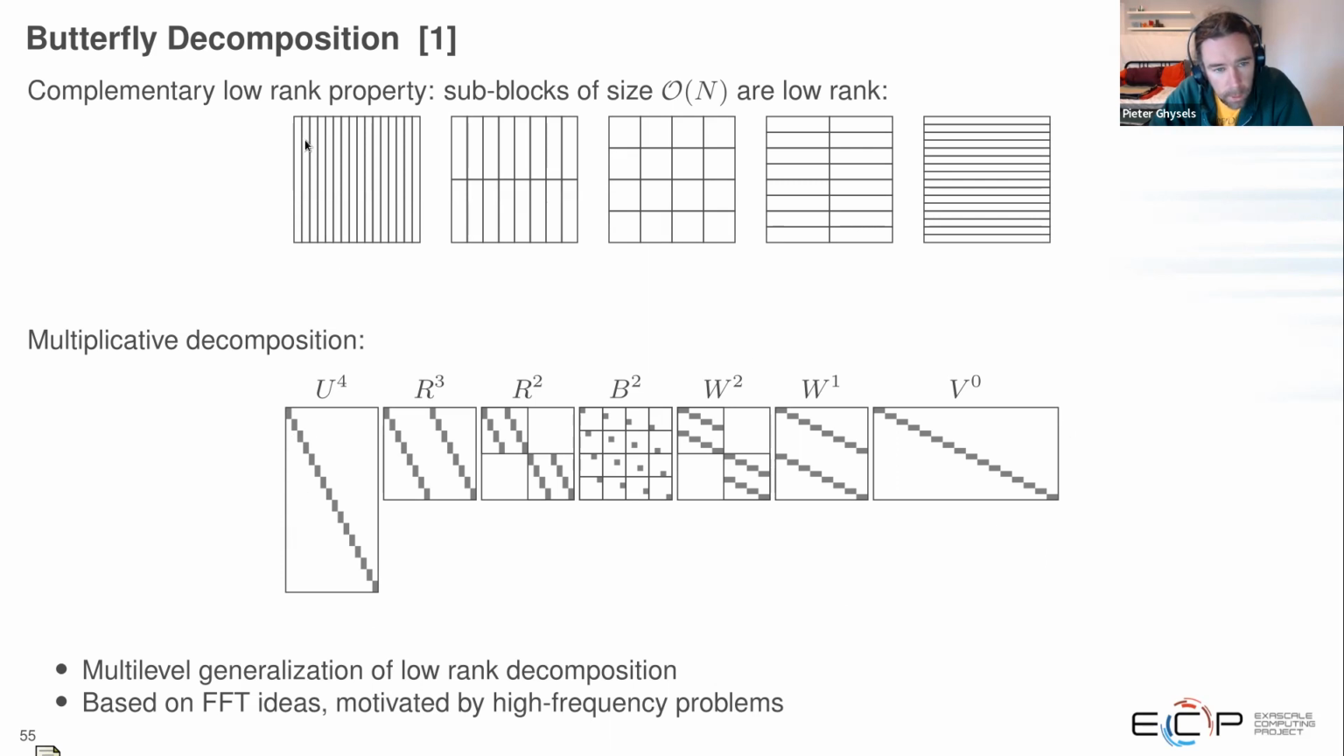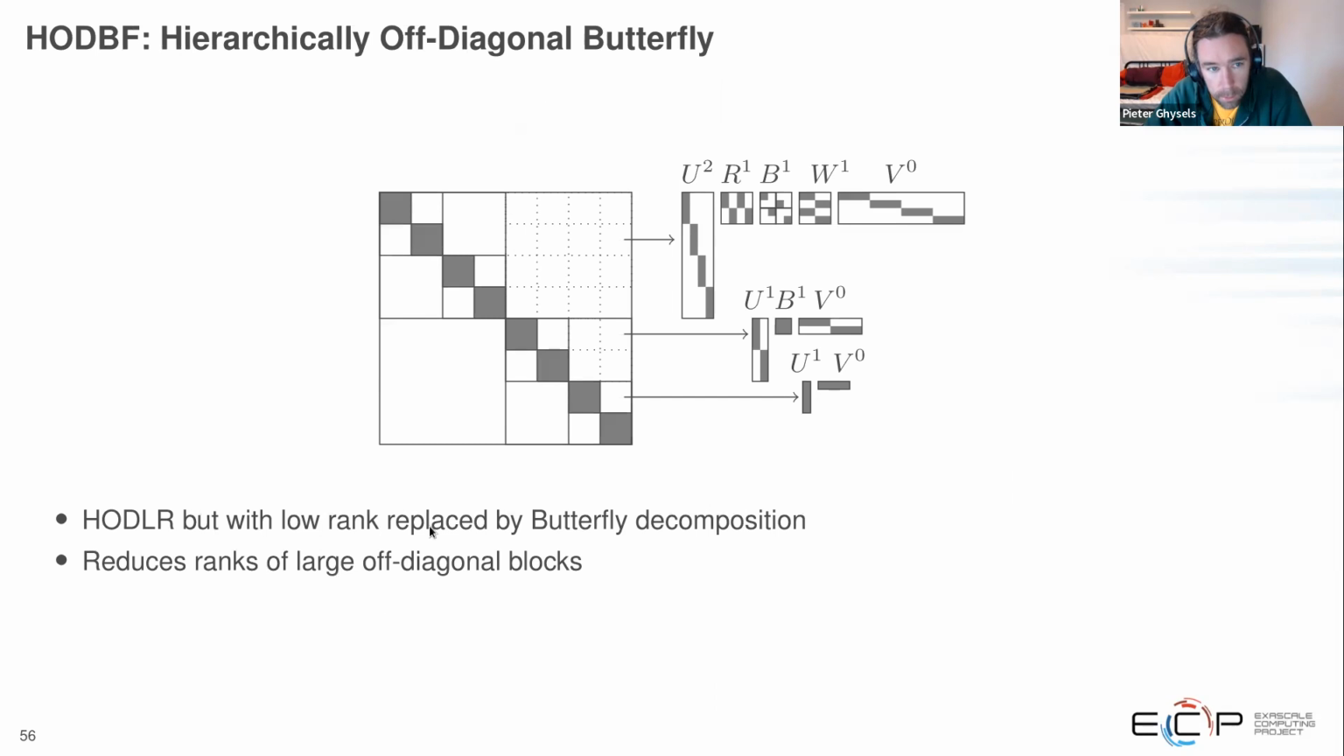So the square matrix of size n by n. So this is n rows and n columns here. And the product of all these block sparse diagonal factors will give you one dense matrix. So you can think of this as a generalization of a low rank decomposition, which we then use within a hierarchically off diagonal format.